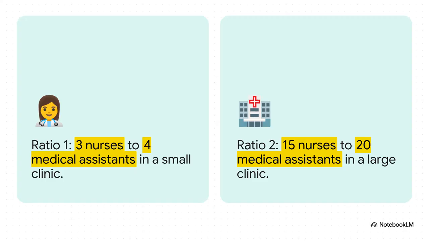Let's go back to that clinic example. Imagine a small clinic has that 3 to 4 ratio of nurses to assistants. But what about a huge hospital? Maybe it has 15 nurses and 20 assistants. A proportion helps us ask the question, is the staffing balance, the ratio, the same in both places, even though the actual numbers are way bigger?